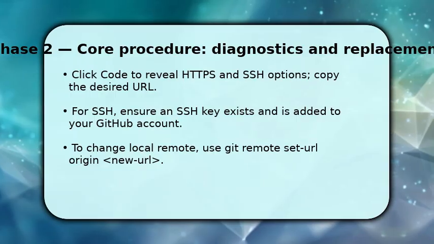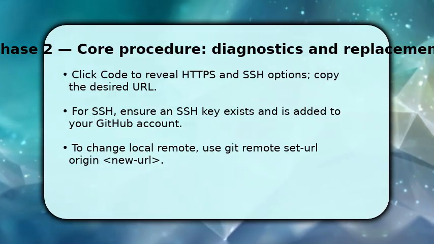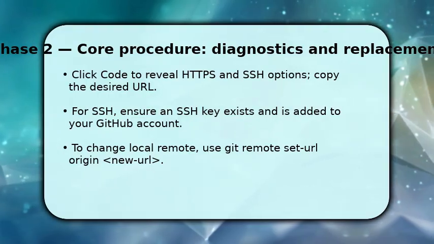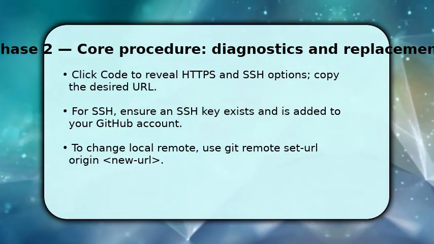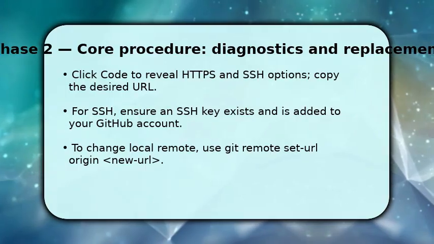If you prefer SSH but lack keys, generate one with ssh-keygen and add the public key to GitHub under Settings. Once added, test with ssh -T git@github.com.